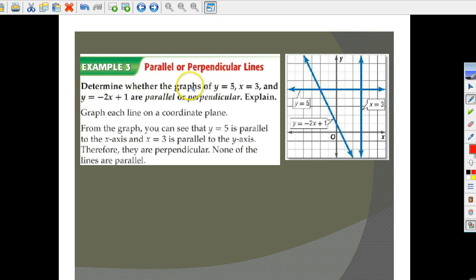So determine whether the graphs y equals 5 and x equals 3 and y equals negative 2x plus 1 are parallel or perpendicular, and explain. So when you graph this, you know the horizontal and vertical lines are going to have a perpendicular relationship. From the graph you can see that y equals 5 and x equals 3 are perpendicular, and nothing else is really parallel or perpendicular. So only those two, this graph and that graph, are perpendicular to each other.